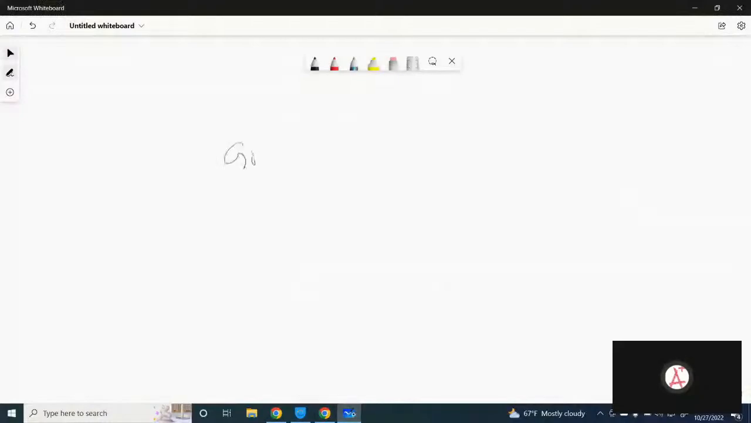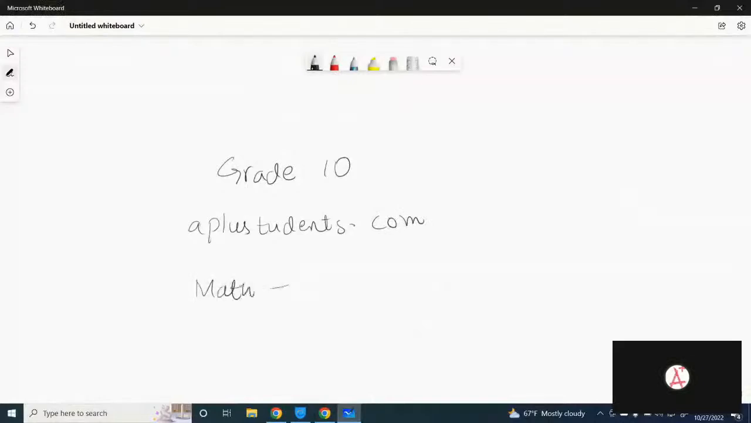So we're going to start with grade 10 maths. You can find all the lessons on aplusstudents.com. You have to log in there using your email address and password as provided by the administrator. Then you have to select math from the subject tab. Scroll down to grade 10 maths and the chapter we are working on is surface area and volume.